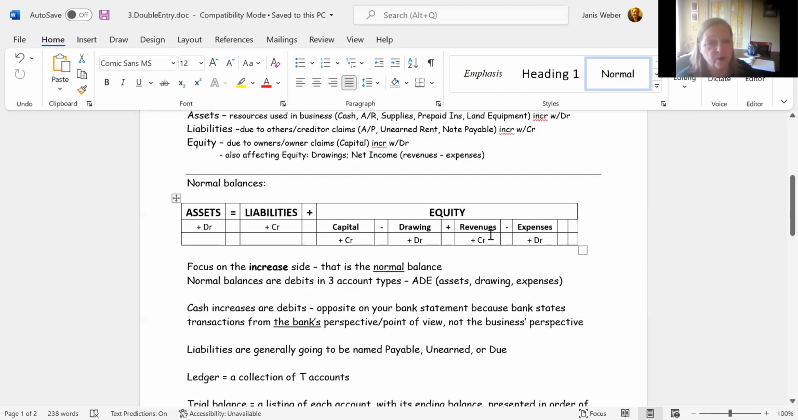And then the same thing with revenue, it increases equity in the long run. At the end of the period, that revenue and expense is just going to dump right into the capital account. It's just part of equity. And so revenue increases with a credit because it's increasing the equity, whereas expenses increase with a debit because they're actually decreasing the equity. Okay, so this is really important that you get your head around this.